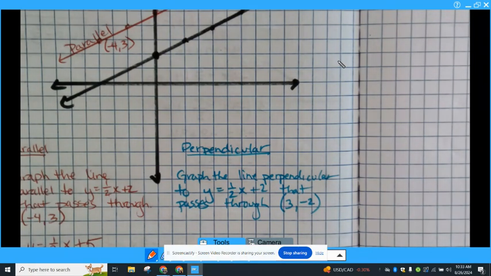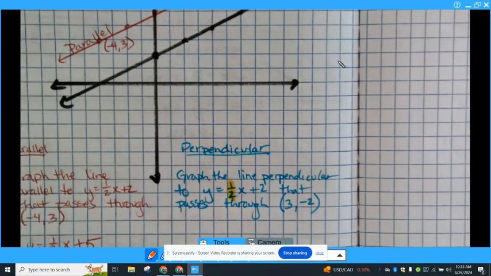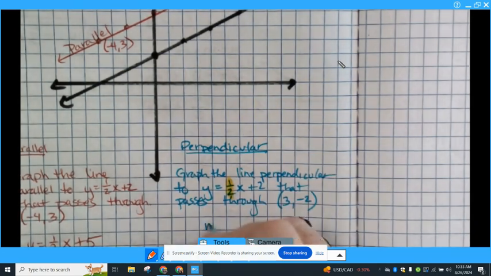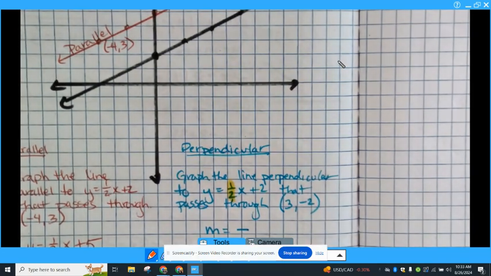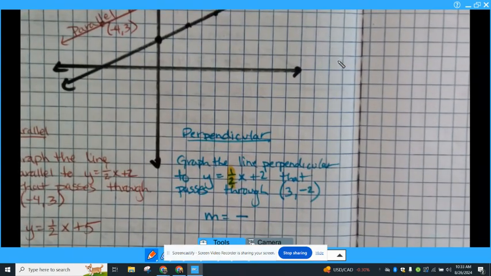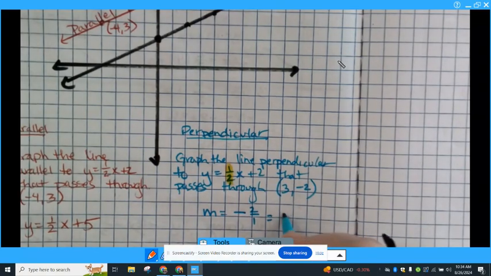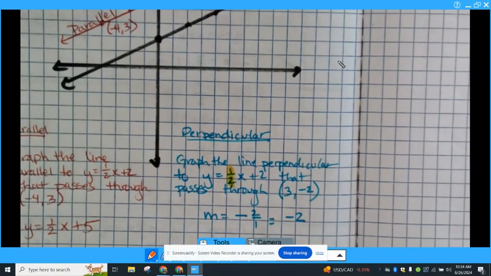So the slope of our original line was 1/2. So that means if this is the slope of our original line, our new slope, since this is positive, our new slope has to be negative. And it has to be the reciprocal. So the reciprocal of 1/2 is 2 over 1. You flip it, which is just -2. So the slope of our line is going to be -2.